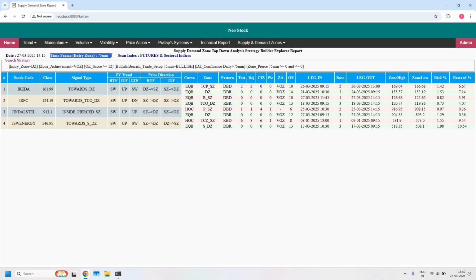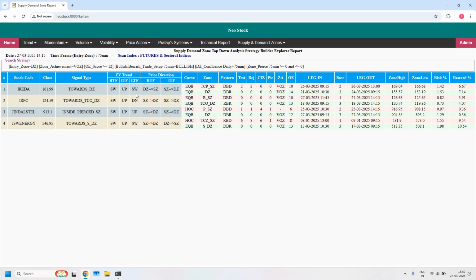because entry time frame 75 minutes. And also entry zone, demand zone. Always you have to look into search strategy to understand how we are filtering the stocks. Okay, fine. We got 4 stocks.